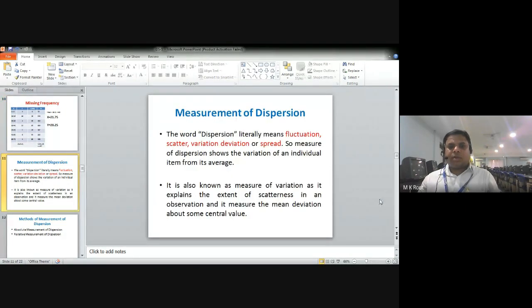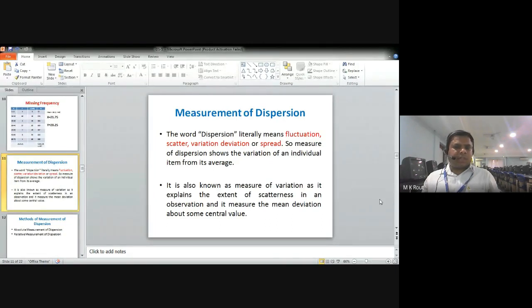The next one is measurement of dispersion. The word dispersion literally means fluctuation, scatter, or variation in the sense of deviation or spread. So a measure of dispersion shows the variation of an individual item from its average. Suppose we have an individual series, a discrete series, or a continuous series; in this case, the fluctuation should be calculated through the measurement of dispersion.